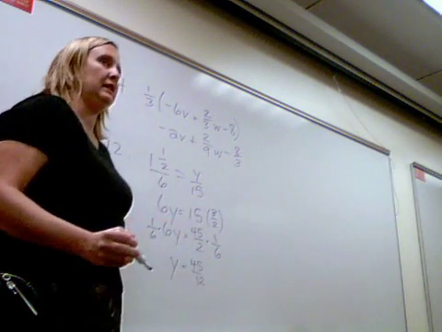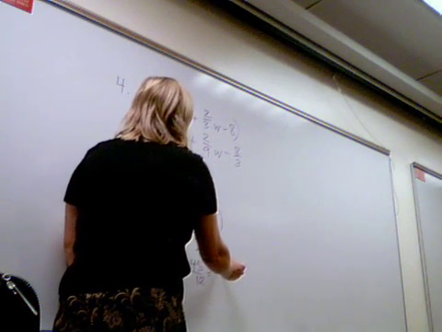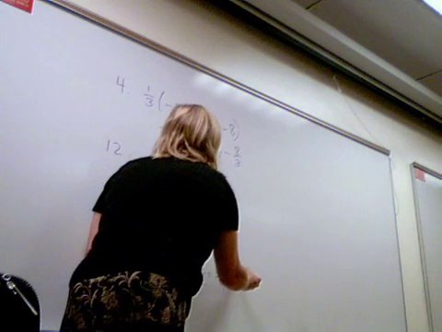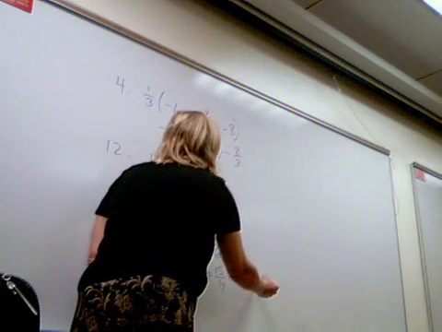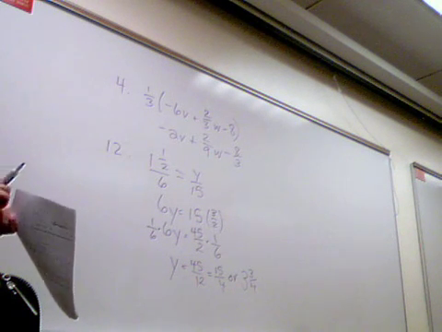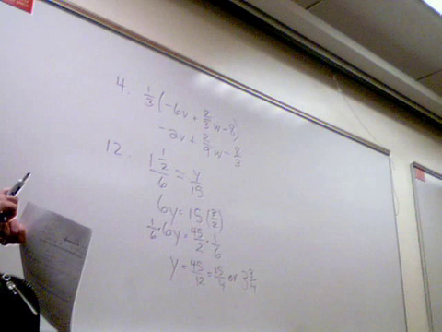And you couldn't keep it like that. You had to simplify it by taking a 3 out. So it should be 15 over 4, or 3 and 3/4. Did I lose anybody? Any questions?